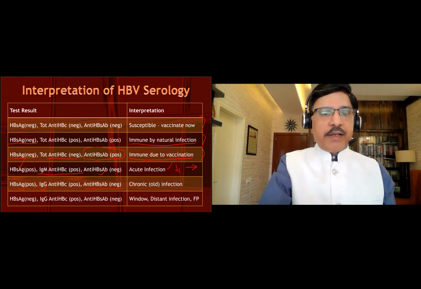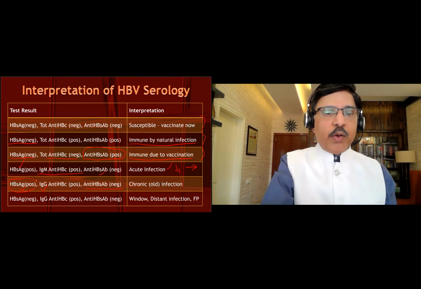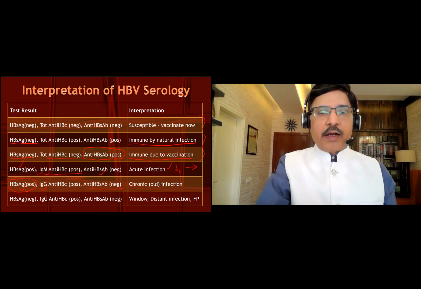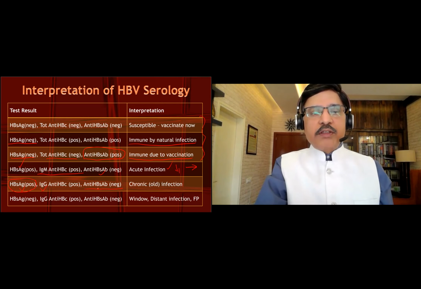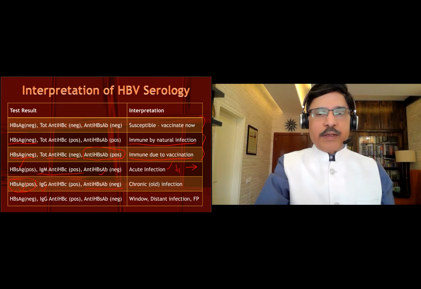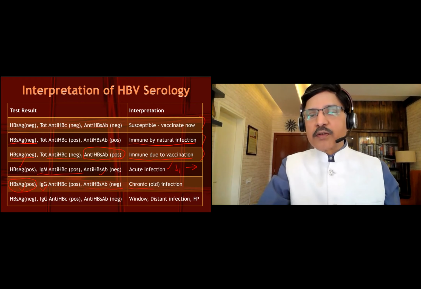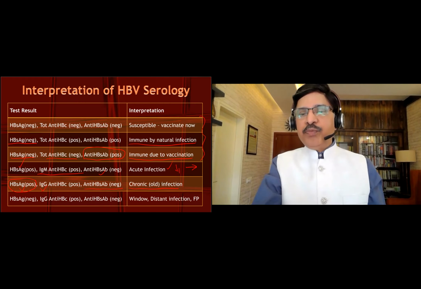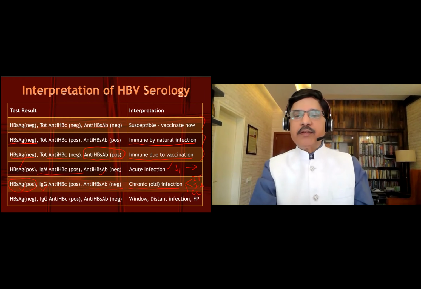That means this has still not been overcome by the antibody, because the antibody level is not sufficient to neutralize the HBs antigen. Such a fellow is called a chronic infection. He has 3 routes: immune tolerant, immune active, and chronic carrier. That we will decipher in the next slide.